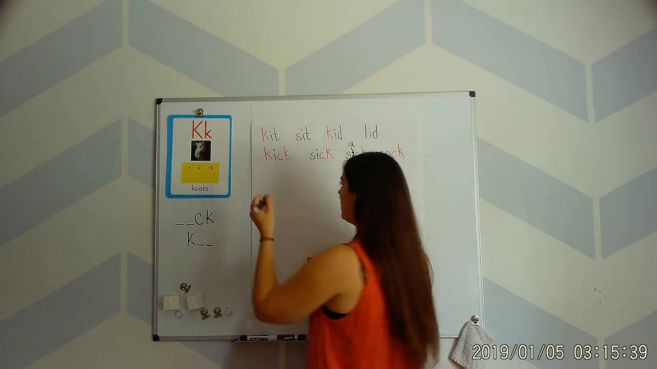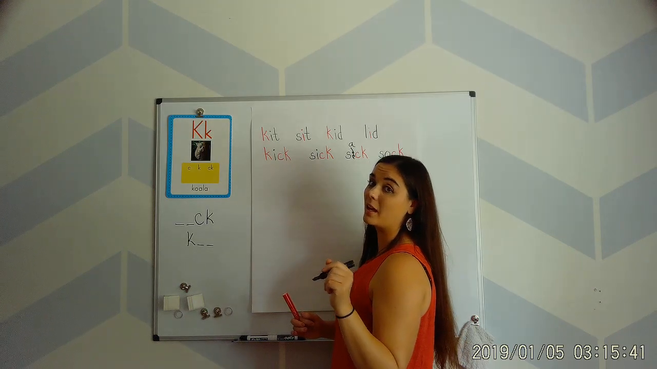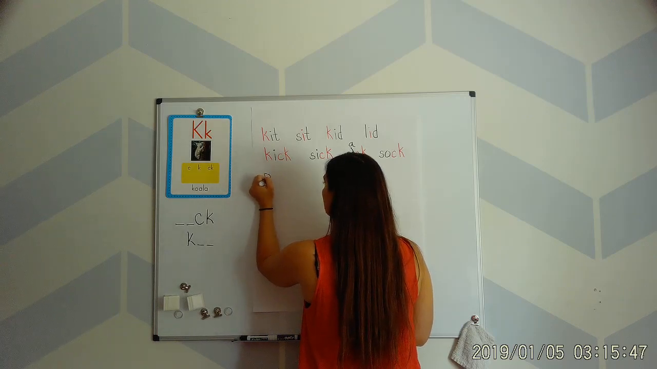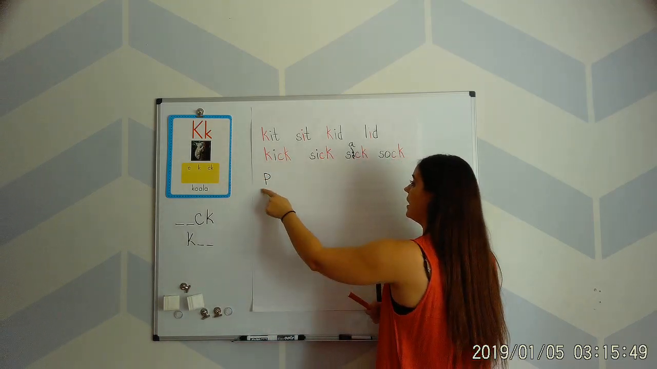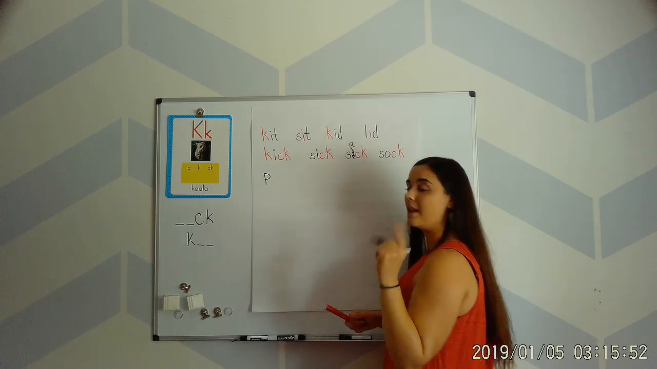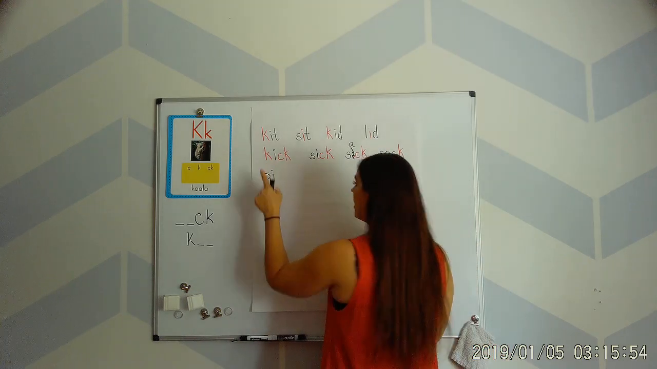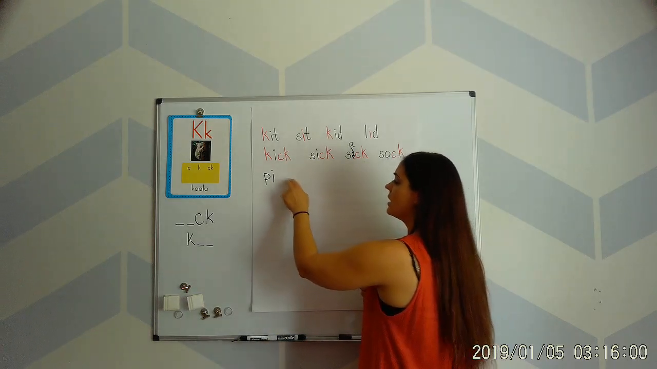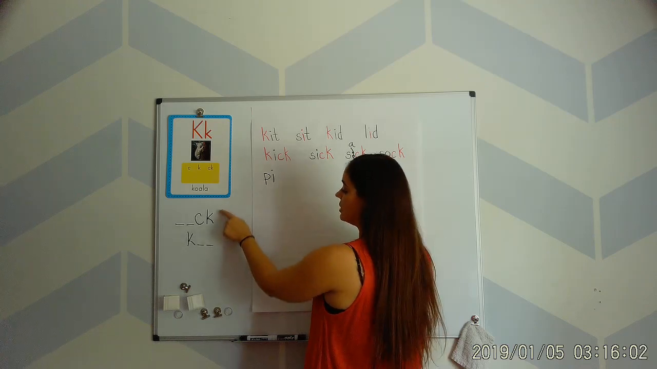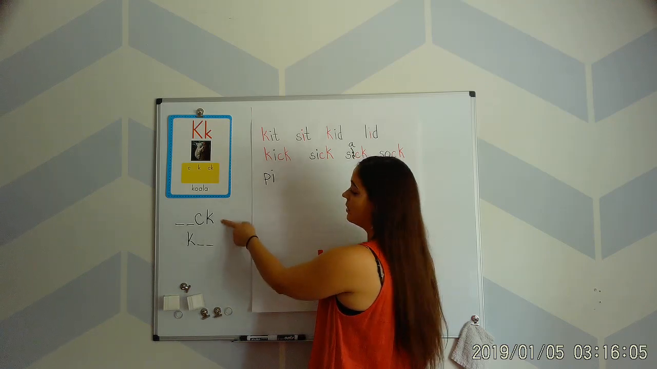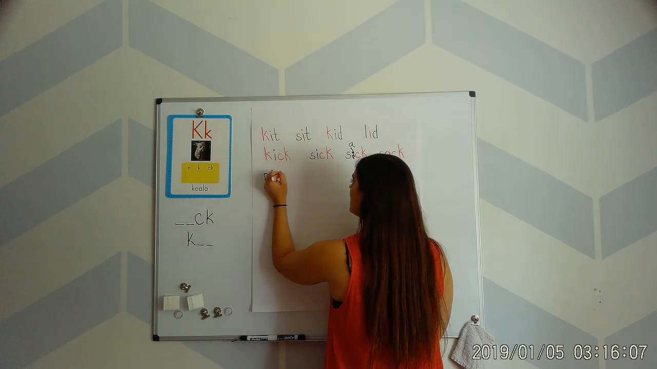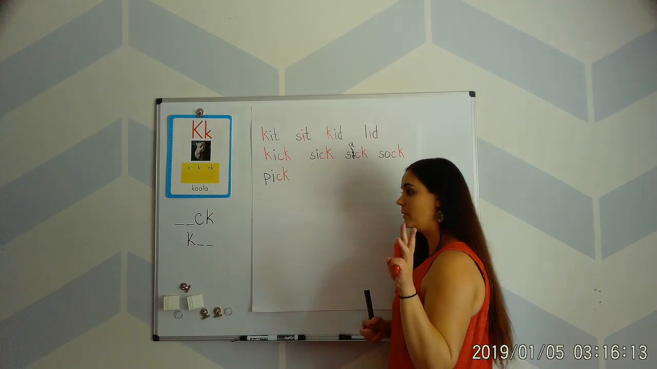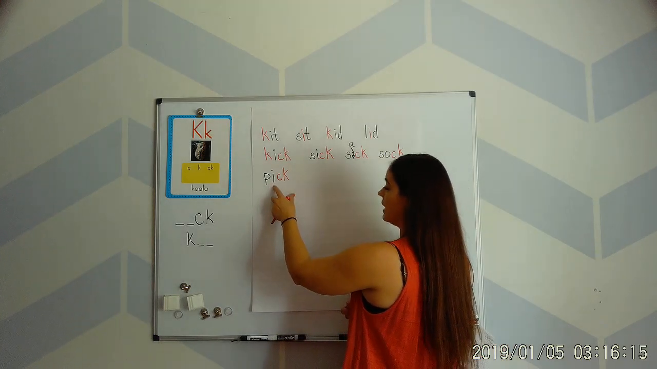Pick. So what do we hear at the beginning of that word pick? What letter? P. P says pa. And then I. What letter is that? I. Thank you. And then pick. Now I hear that at the end. So how do you think we're going to spell that? With a CK. CK. You guys are doing great. Thank you. So remember, 4 letters, only 3 sounds. Pick.